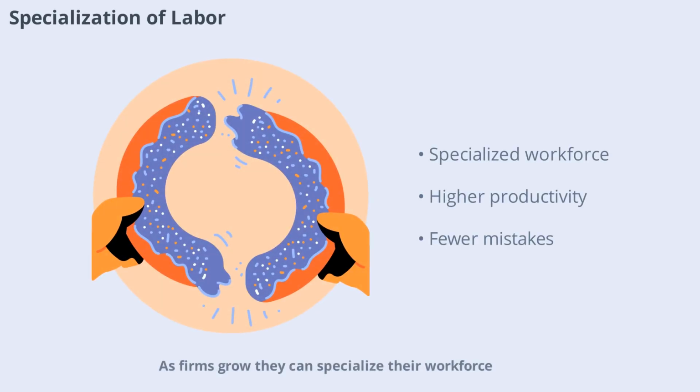As firms grow, they can specialize their workforce. Employees focus on specific tasks, increasing productivity and reducing errors. This division of labor is a classic source of economies of scale, making large-scale operations more efficient.